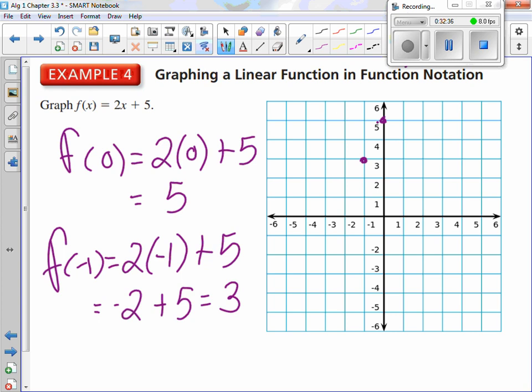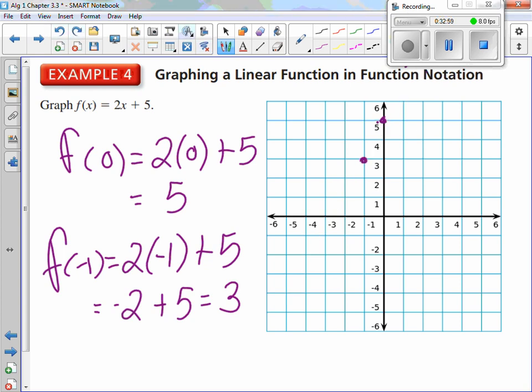Now, through any 2 points, we can draw a straight line. So if I was doing this by hand, I would get a straight edge out, something with a straight edge, like a ruler or whatnot, and line it up so that I can draw a straight line. So I'd set it up so those 2 points lined up, and we draw a straight line.